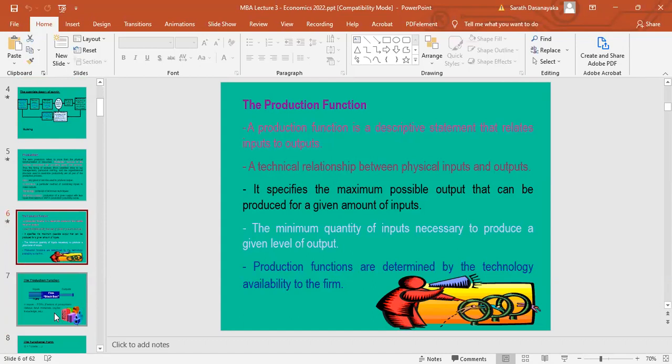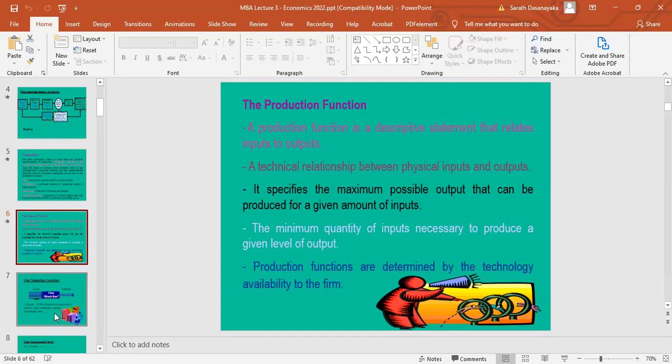The production function is a descriptive statement that relates inputs to output. On the one hand, inputs, on the other hand, output. In between is technology; using the technology, we are transforming inputs into output. Then we have other technical definitions from other textbooks: the technical relationship between physical inputs and outputs; a specification of the maximum possible output that can be produced for a given amount of inputs; and the minimum quantity of inputs necessary to produce a given level of output.